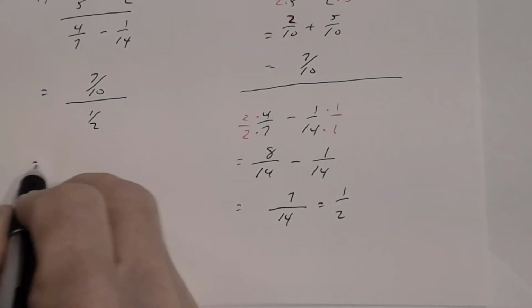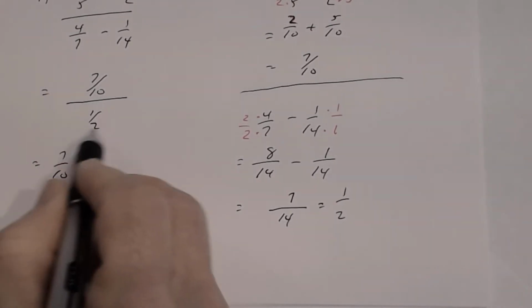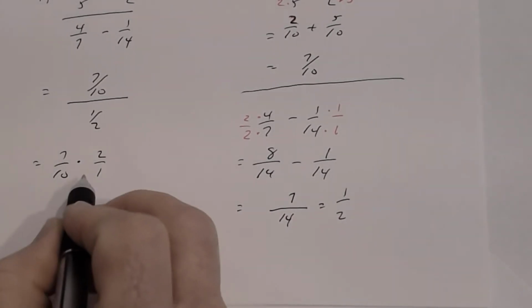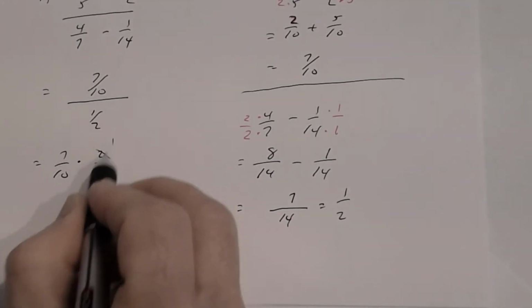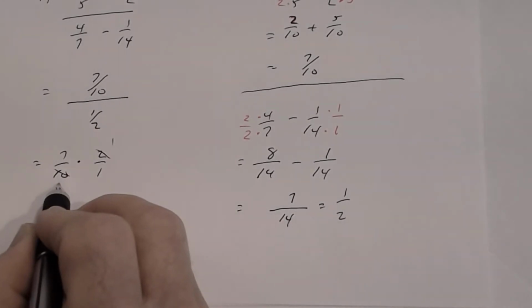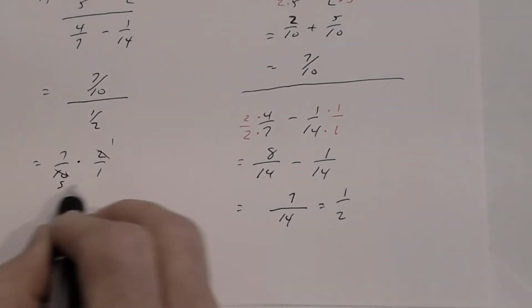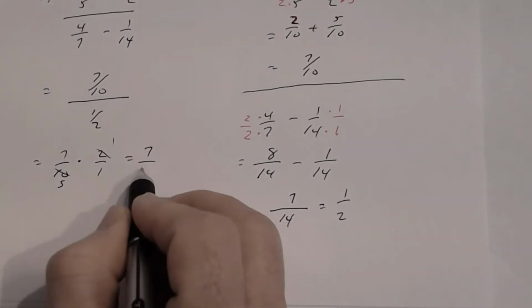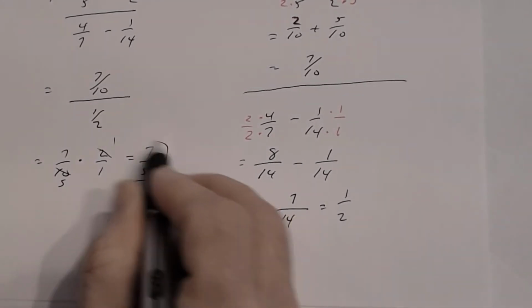All right, step 2. So I'm going to get 7/10 times the reciprocal of the denominator, which is 2 divided by 1. And then let's go ahead and reduce. 2 divided by 2 is 1. 2 divided into 10 is 5. So 7 times 1 is 7, and then 5 times 1 is 5. So there's your answer, 7/5.